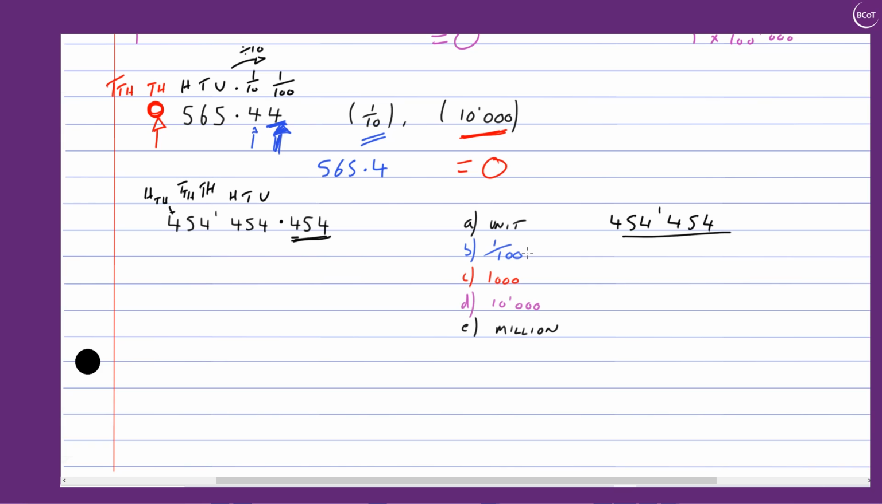Next, we're going to do it to the nearest 100th. Well, we know that after the decimal point, we have the tenths, then we have the 100ths, and then we have the thousandths. So because it's asking us to round to the nearest 100th, it's the thousandths column that we're going to compare. And because this is a 4, it rounds down, so the answer will be 454,454.45.